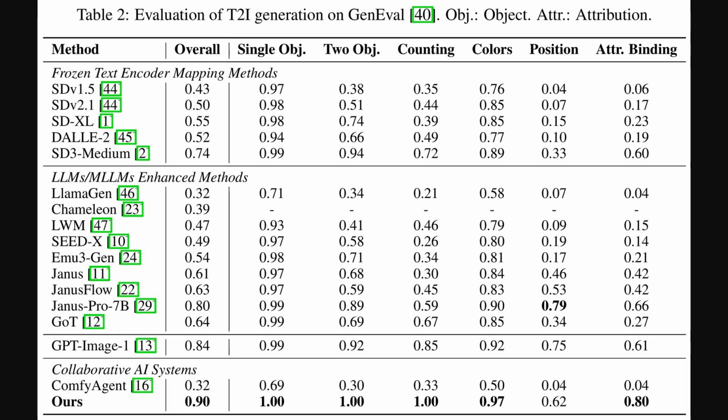Alright, so we've established that ComfyMind is brilliant at building the workflows. But what about the quality of the images it actually generates? This next table answers that, using the GenEval benchmark for text-to-image generation. And again, the results are impressive. ComfyMind, shown as ours, achieves an overall score of 0.90. That's the highest score here, beating out everything from powerful open models like SD3 to even the closed-source GPT image one. It also excels at specific tasks like counting objects and attribute binding, which means correctly linking a property, like a color, to the right object in the image.